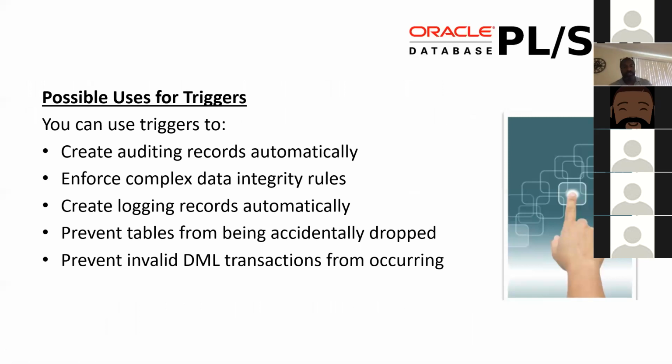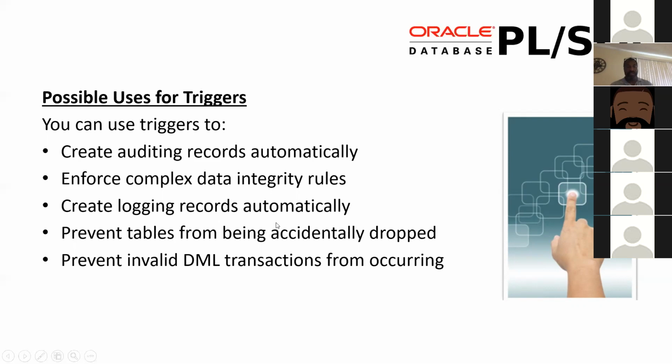Okay, so possible uses for triggers: create auditing records automatically, essentially similar to what Eric was asking, and enforce complex data integrity rules. You see this all the time with data types and data size, and essentially a constraint. Just to briefly explain, a constraint can prevent certain actions from happening, whereas a trigger can be truly like a checks and balance. It'll allow something to happen if that's what you want, and then the trigger will do something else to inform you. Creating logging records automatically is one of the higher usages.